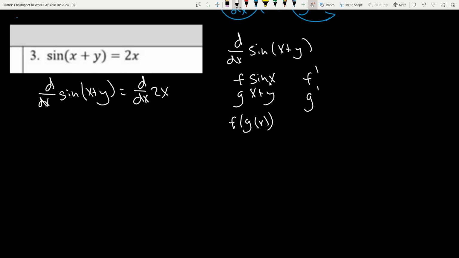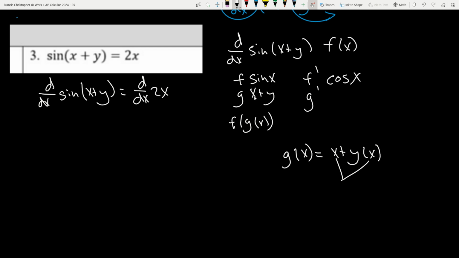And notice that this is just x. There's no real y because, I didn't write this before, but this is f of x. So technically g is also just a function of x because this is x plus y of x, right? And it's solely dependent on x. So if you're able to figure that on your own, that's a really good observation. But taking the derivative, we get cosine of x, and here we get 1 plus, remember, dy dx.